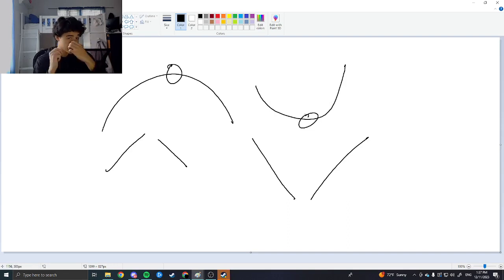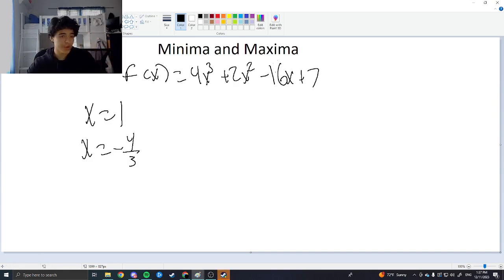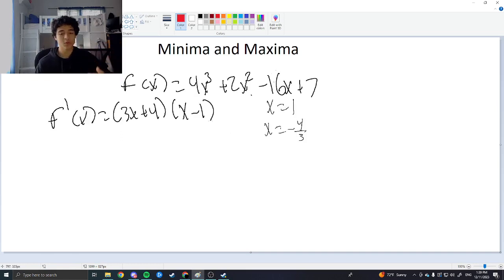So since we know how to determine if a function is increasing or decreasing, what we do is we take our critical points, we put them on a table, and we see how the slope is changing. So we have our critical points of x equals 1 and x equals negative 4 over 3. Just like when we were trying to find if the slope was increasing or decreasing, we're going to make a number line using our critical points, right? We have x equals 1, so we'll put 1 right here. And we have x equals negative 4 over 3. We'll put that over here.